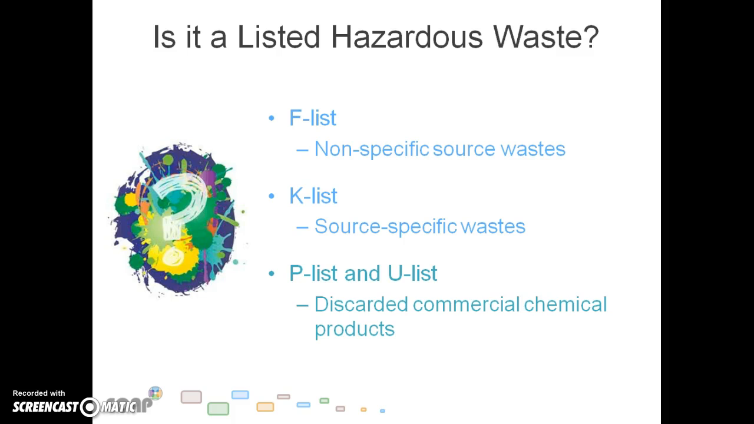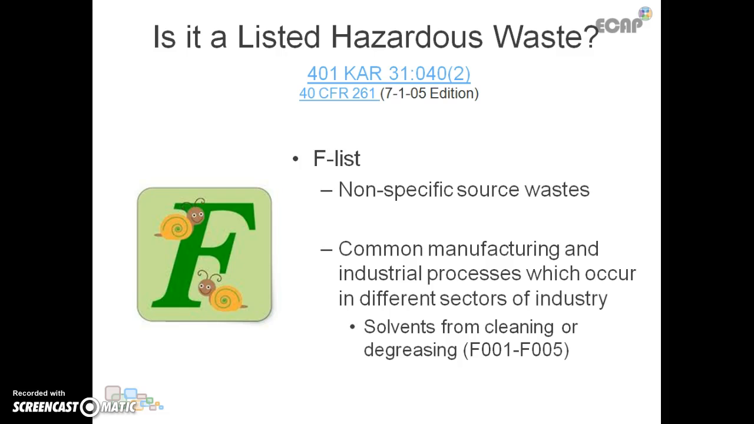The P and U lists are based on specific chemical formulations. The F list identifies waste from common manufacturing and industrial processes. Because the processes producing these wastes can occur in various sectors, the F-listed wastes are also known as non-specific source wastes. Examples of these include solvents that are used in cleaning or degreasing operations.